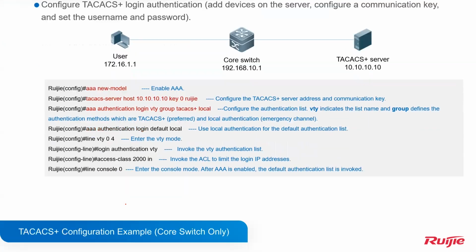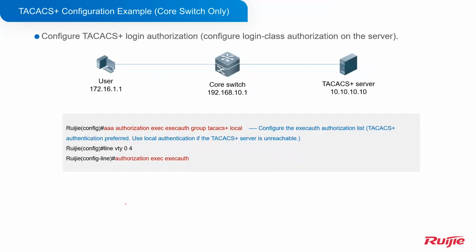Okay, and next is the configuration of Tacacs+ login authorization. aaa authorization exec followed by the name. Configure the exec authorization list. group tacacs+ local means we support Tacacs+ and local. And line vty 0 4, authorization exec, here we just invoke the authorization list we just configured.